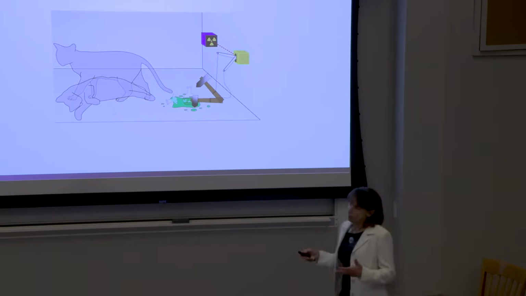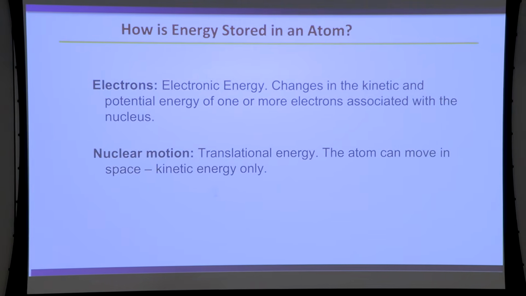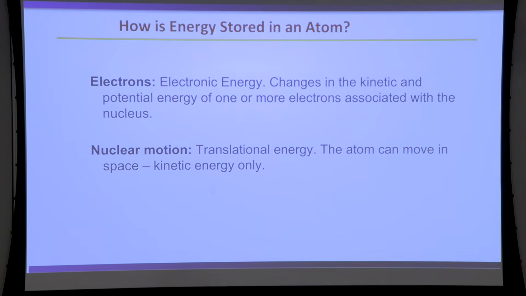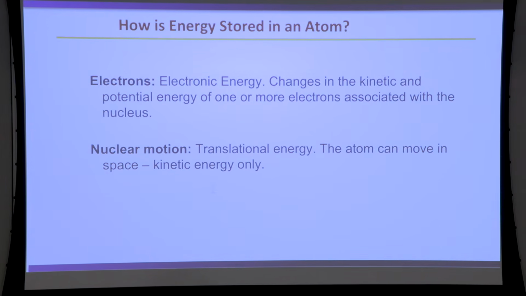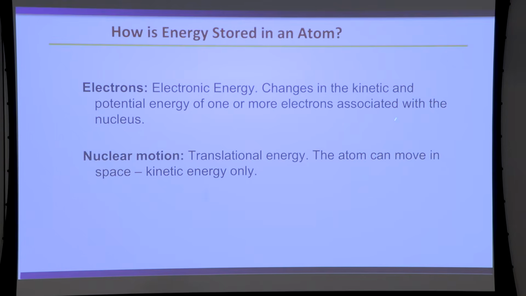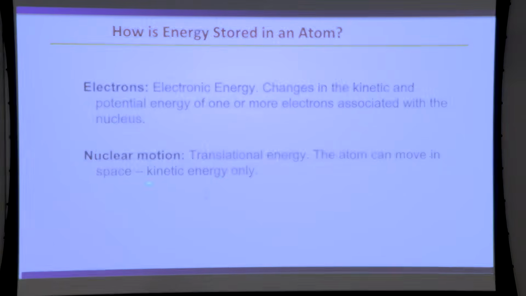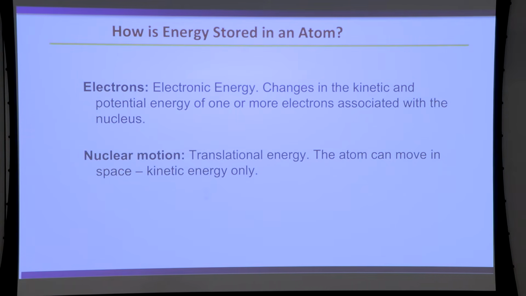But part of those equations, and again, this approach. So what happens if you have an atom? I have one atom. I want to know, if I place it at a high temperature, for example, what kind of energy can it have? Well, the electrons have electronic energy: changes in the kinetic and potential energy of one or more electrons associated with the nucleus. And then there is nuclear motion, so the translational energy. The atom can move in space, okay? So one atom is relatively simple for those things.